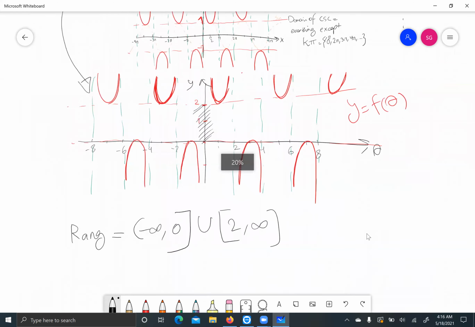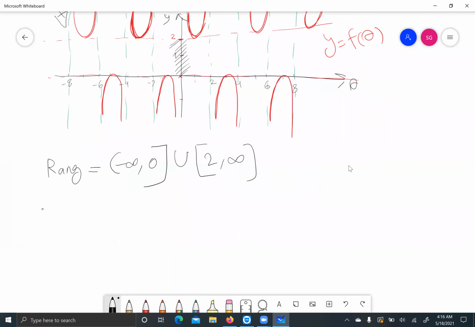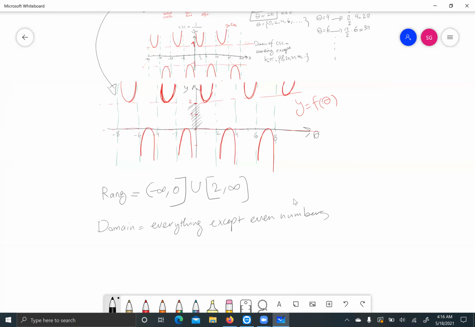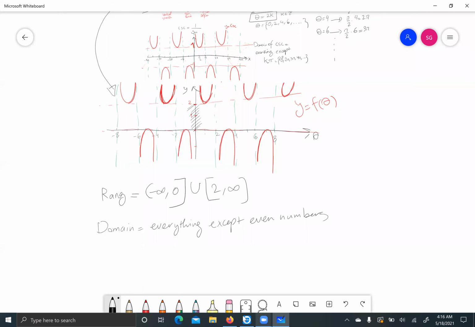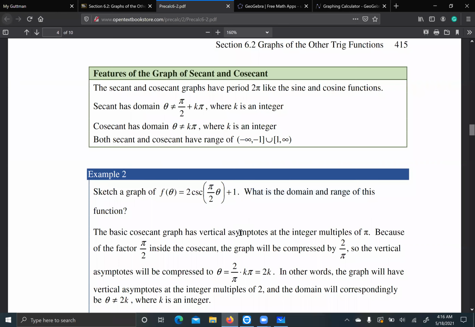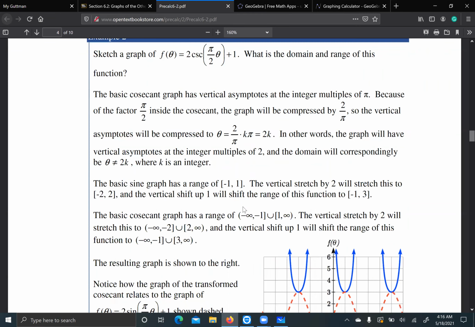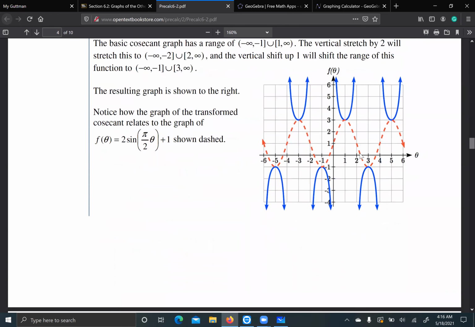So domain, one more time. Domain is everything except even numbers. So everything except 2, 4, 6, 8, and also -1s. Range is everything except 0 and 2, values between 0 and 2. And here is a rough sketch.